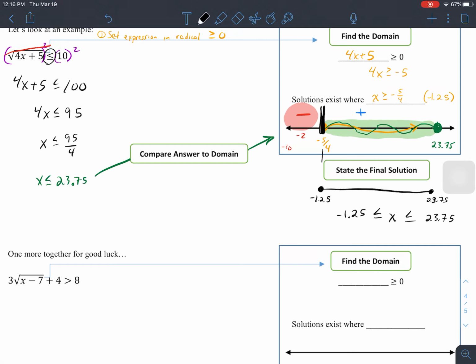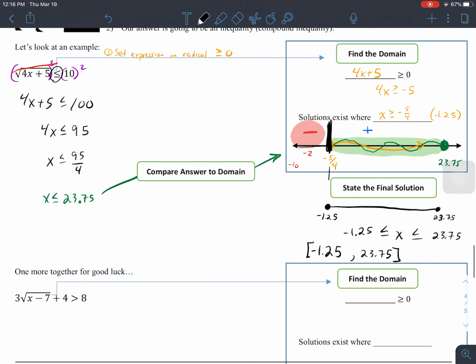If you want to use interval notation, you can as well. Since it's or equal to, it's a bracket, left to right, least to greatest, negative 1.25, comma, 23.75, it's or equal to, so you have a bracket. Those are the two ways you can write them. So if we take a look at that, we have to keep in mind this boundary. It will stop us if we're going to the left. Because as soon as I cross over, I'm going to get a negative number and I can't plug those in.